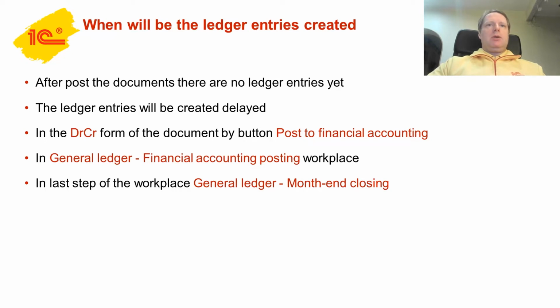In the debit credit form of the document by the button Post to Financial Accounting, in General Ledger Financial Accounting Posting workplace, and in the last step of the workplace, general ledger, month end closing. Let's stop at these cases and look at the details.